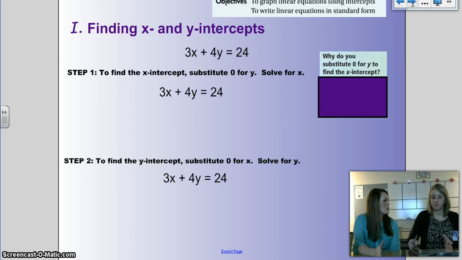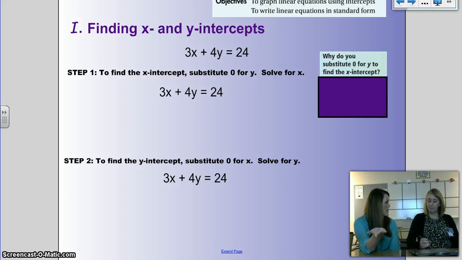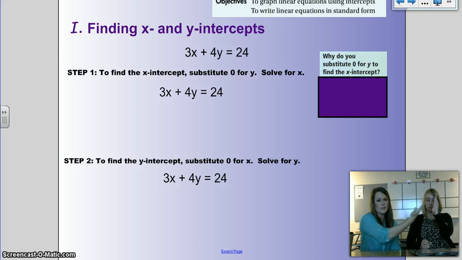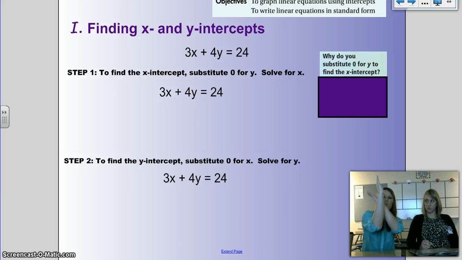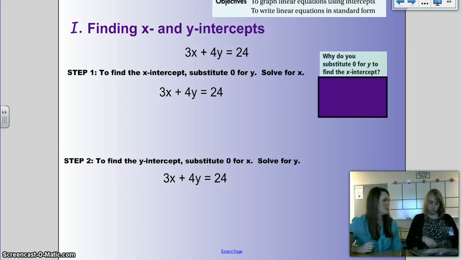So we're first going to start with finding x and y intercepts using standard form. We know that the y-intercept is where the line crosses the y-axis. So if I cross the y-axis, my x value is going to be 0. If I'm going to cross the x-axis for my x-intercept, my y is going to be 0. So that's essentially how you solve for these things.